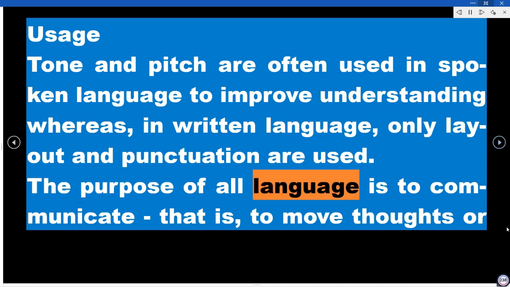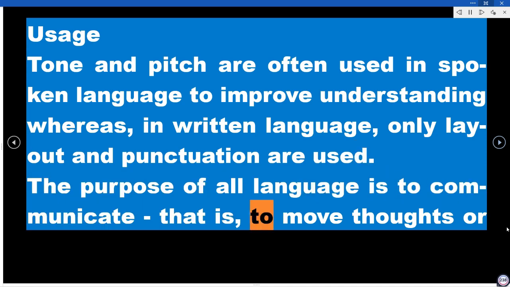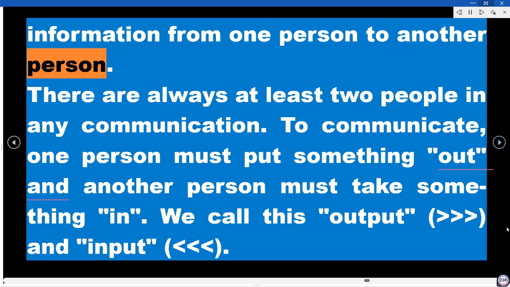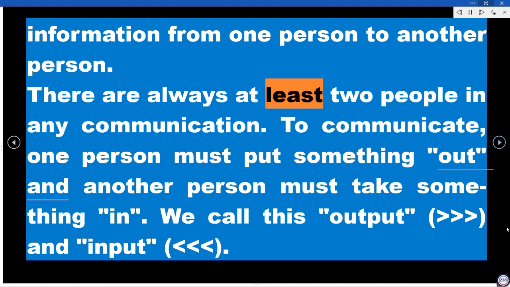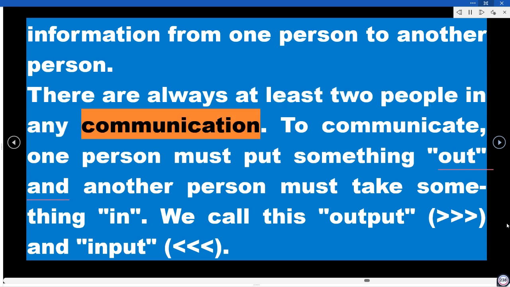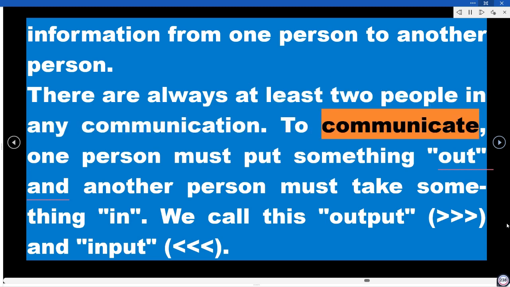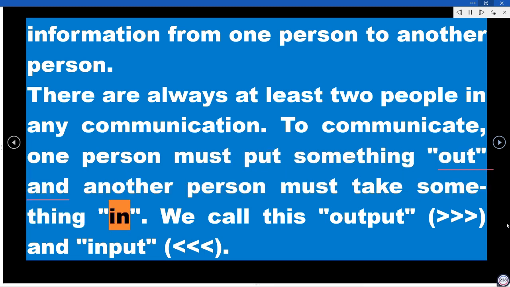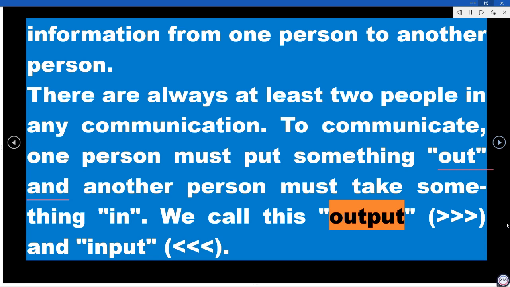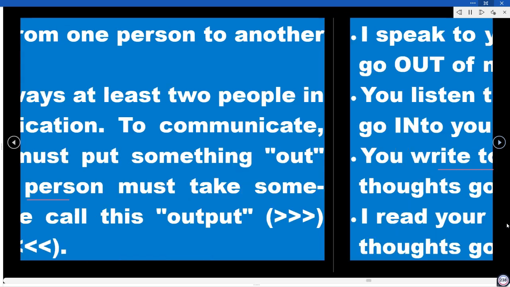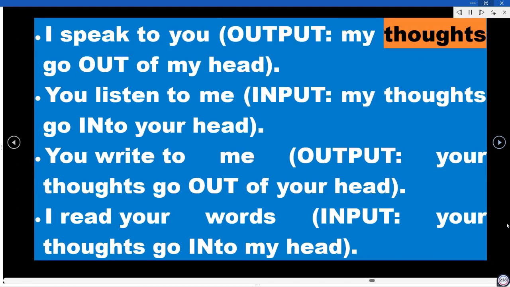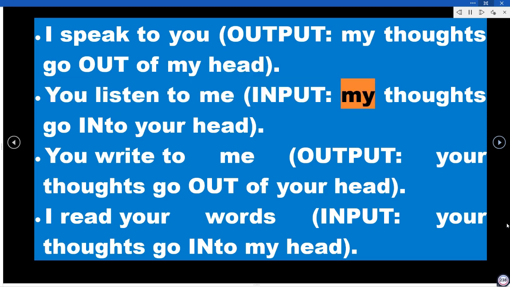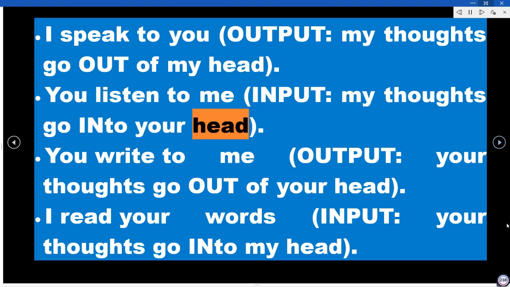The purpose of all language is to communicate, that is, to move thoughts or information from one person to another person. There are always at least two people in any communication. To communicate, one person must put something out and another person must take something in. We call this output and input. I speak to you, output, my thoughts go out of my head. You listen to me, input, my thoughts go into your head.